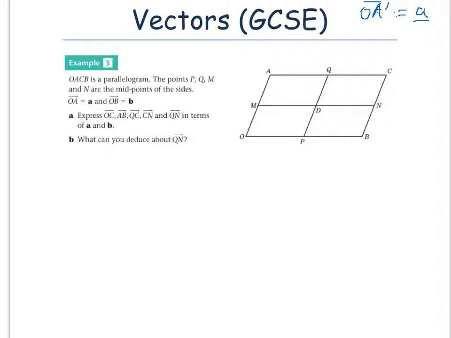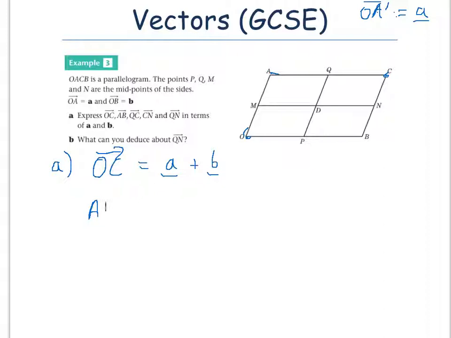So, let's start with A. So we're going to look at OC. So, OC, here up to here. Right, now, to do that, you've got to go along A and then along B, because you've got to go along OA and then you've got to go along AC. Now remember, vectors is a slide, okay, so you're going from A to C, which is the same as going from O to B. So this vector is A plus B.